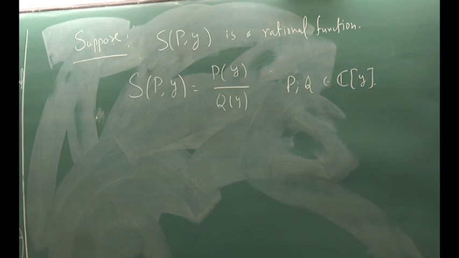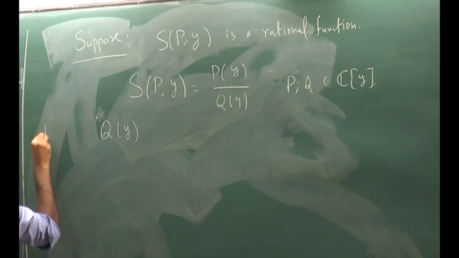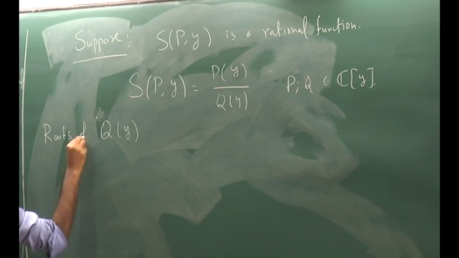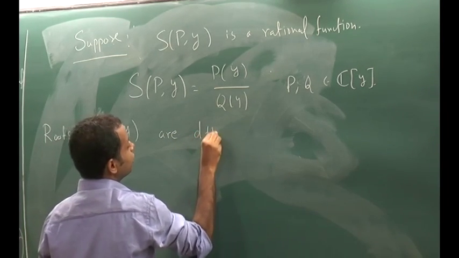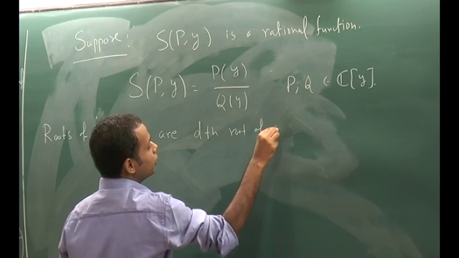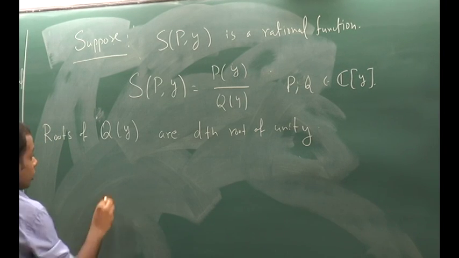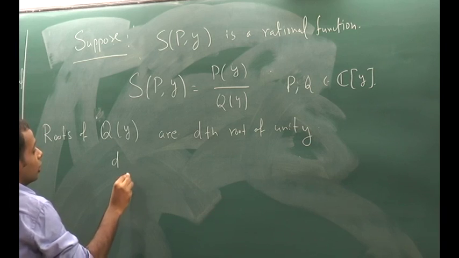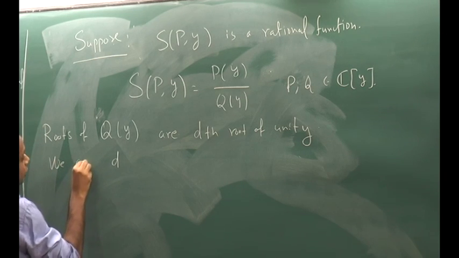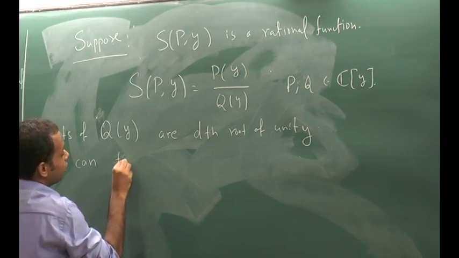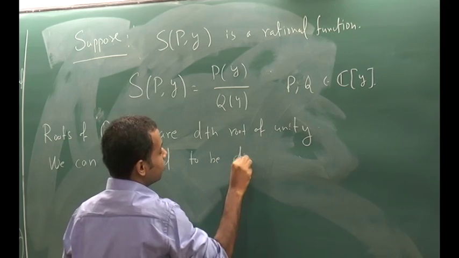But here I can get something better: that the roots of Q are some d-th root of unity, a d-th root of 1. And I can even further say that, because this d is not unique, we can take d to be the dimension of P.